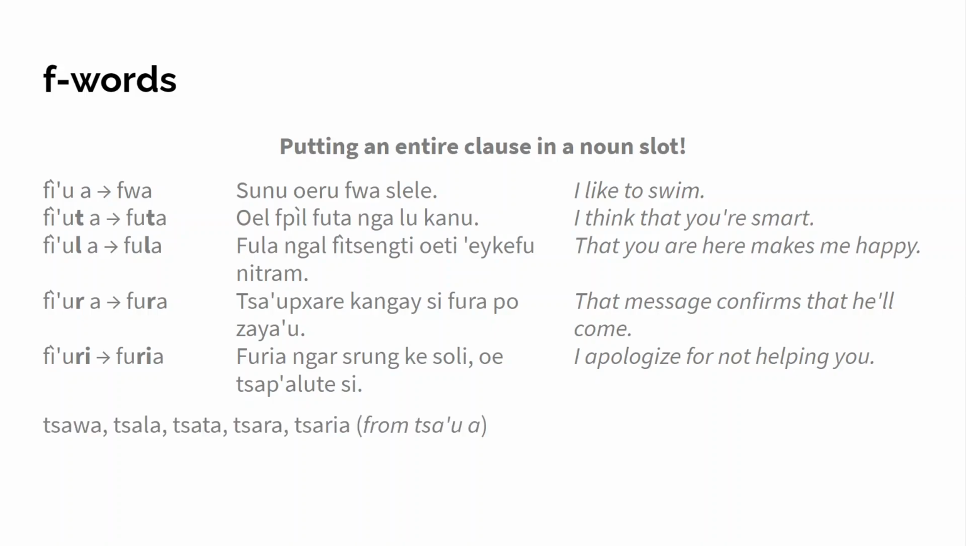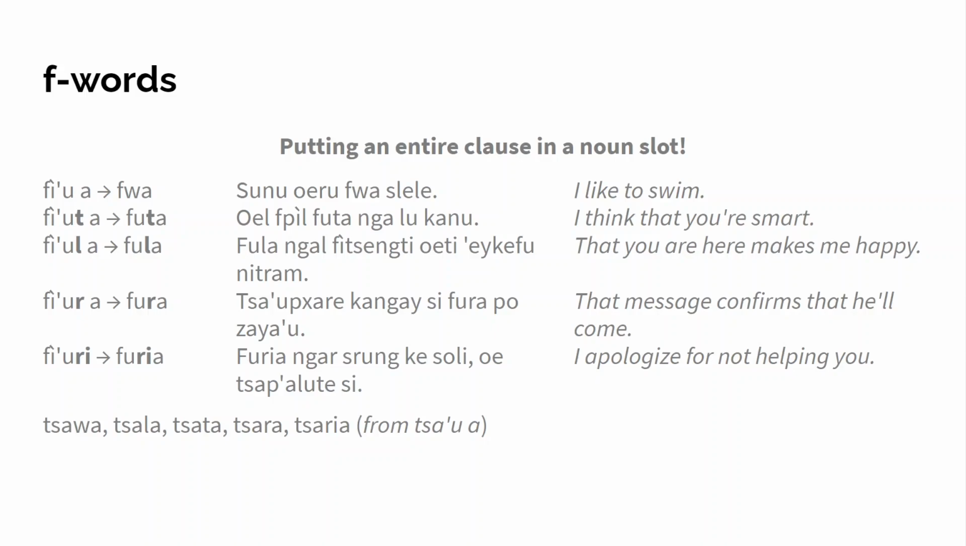There are also za words, which are basically the same, but with za'u instead of fe'u. Zawa, zala, zata, zara, zaria. They can mostly be used interchangeably with the F words, but they are far less common. They can, however, be used to establish a contrast, like I want this, but you want that.